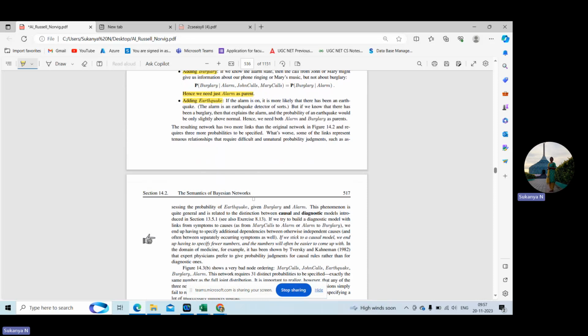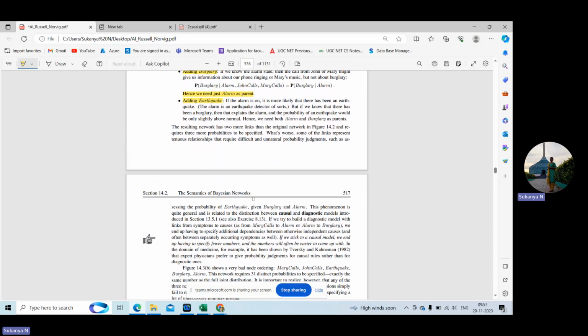Because of this, we say that node structuring or node ordering should be done in a proper causal method, so that our work will get done.